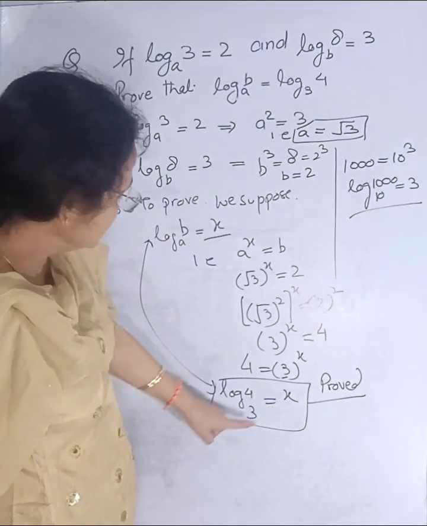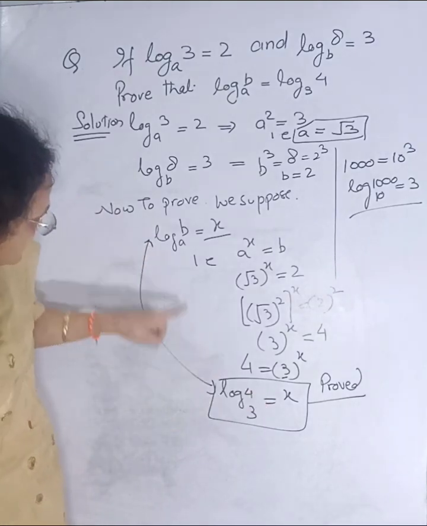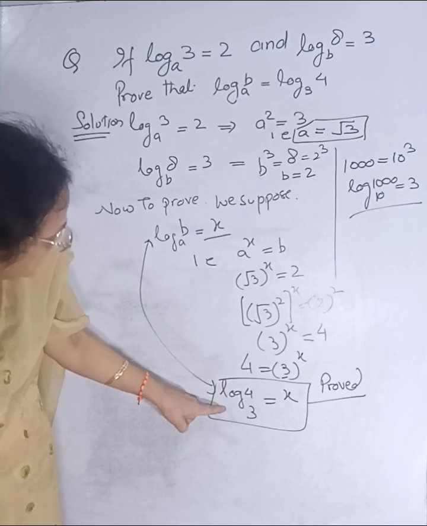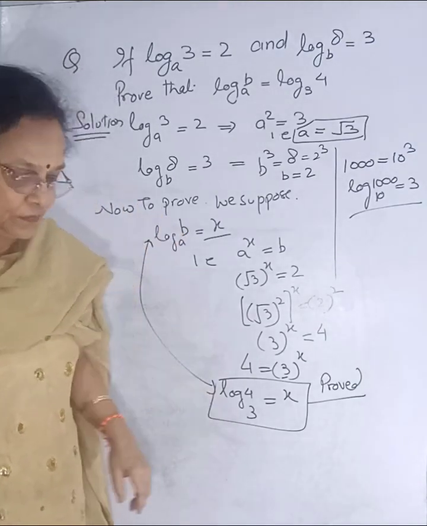The value of x is what we have supposed. It means this is equal to this. This is also x and this is also x. It means left hand side equal to right hand side. We have proved this. Okay? Clear? Okay, see you. Bye.